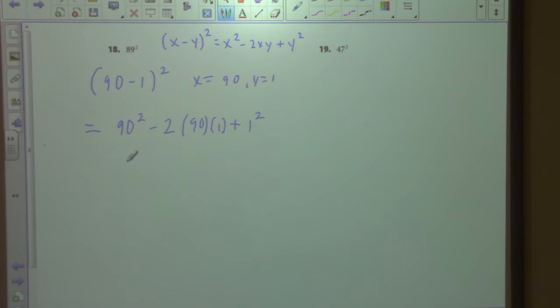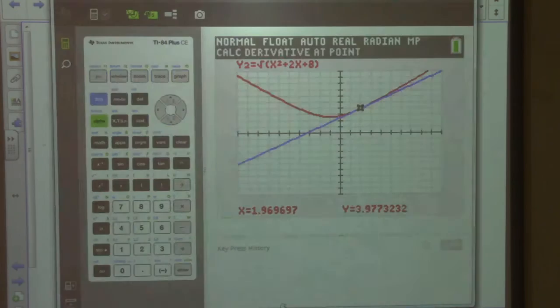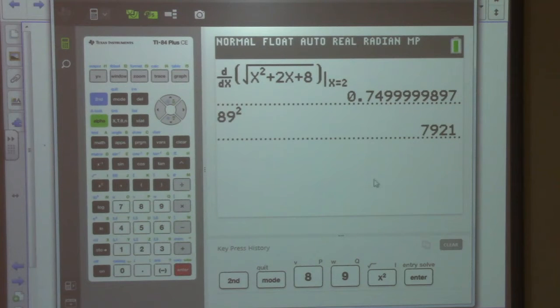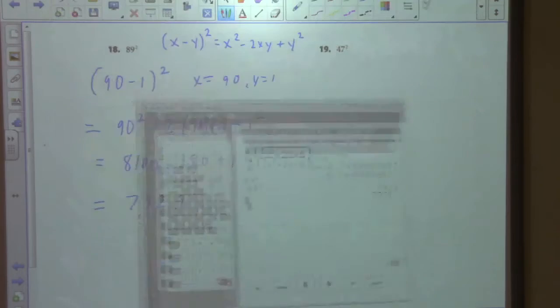And so what we have here is 8100 minus, that's going to be 180, plus 1, and that's going to be equal to, is it 7921? Is that right? And then if we test that in our calculator, and we can test these at the end, 89 squared, so we get this, right? So that's right, isn't it?